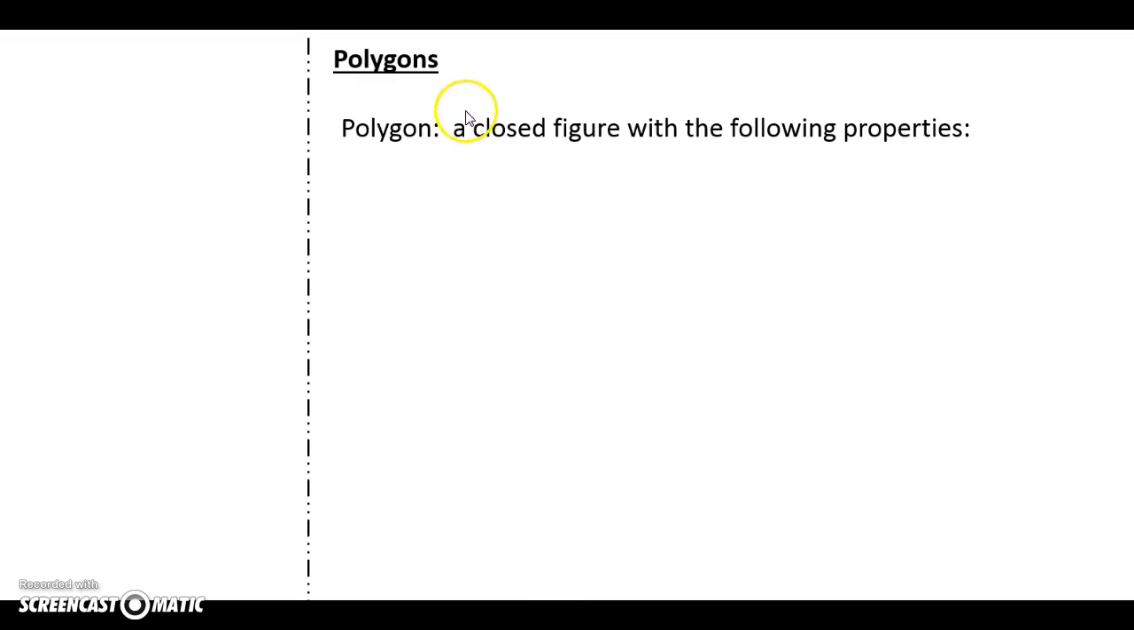Alright, so one main idea today is polygons, and our first is definition. A polygon is a closed figure with the following properties. So closed just means that all of the ends touch each other. There's no gaps or openings.